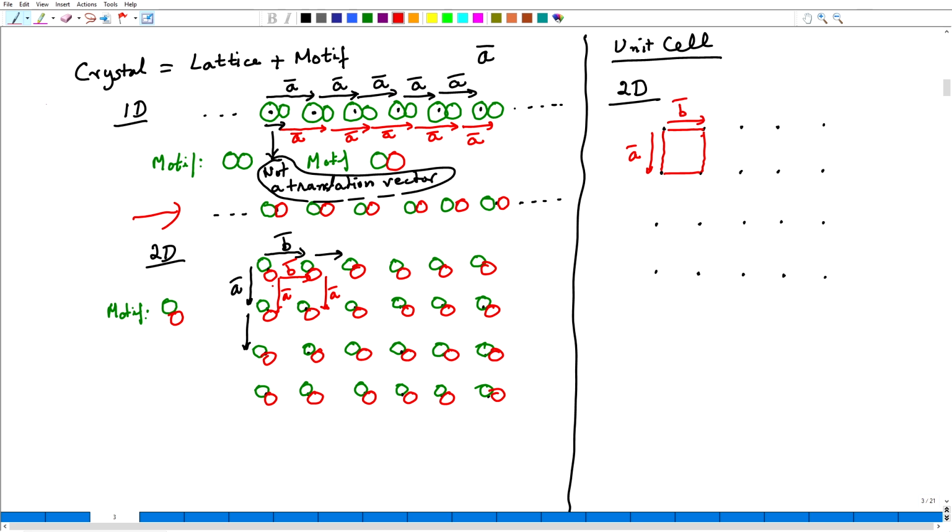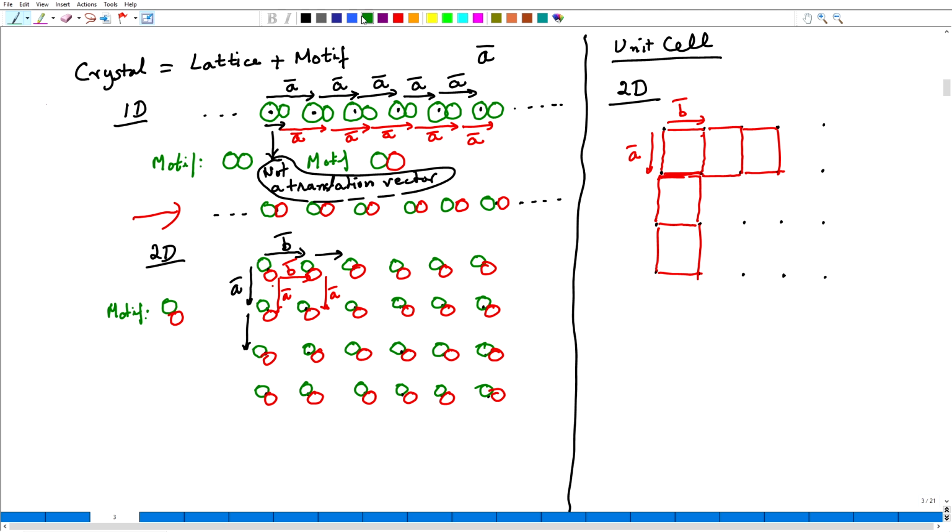So, if I translate now the entire unit cell by A, then you will see that the two dimensional lattice will get replicated. If I translate it by the vector B, then again, by translation through A and B, I can replicate the entire lattice. Now, is this the only possible unit cell I can have? No, I can have other unit cells as well.